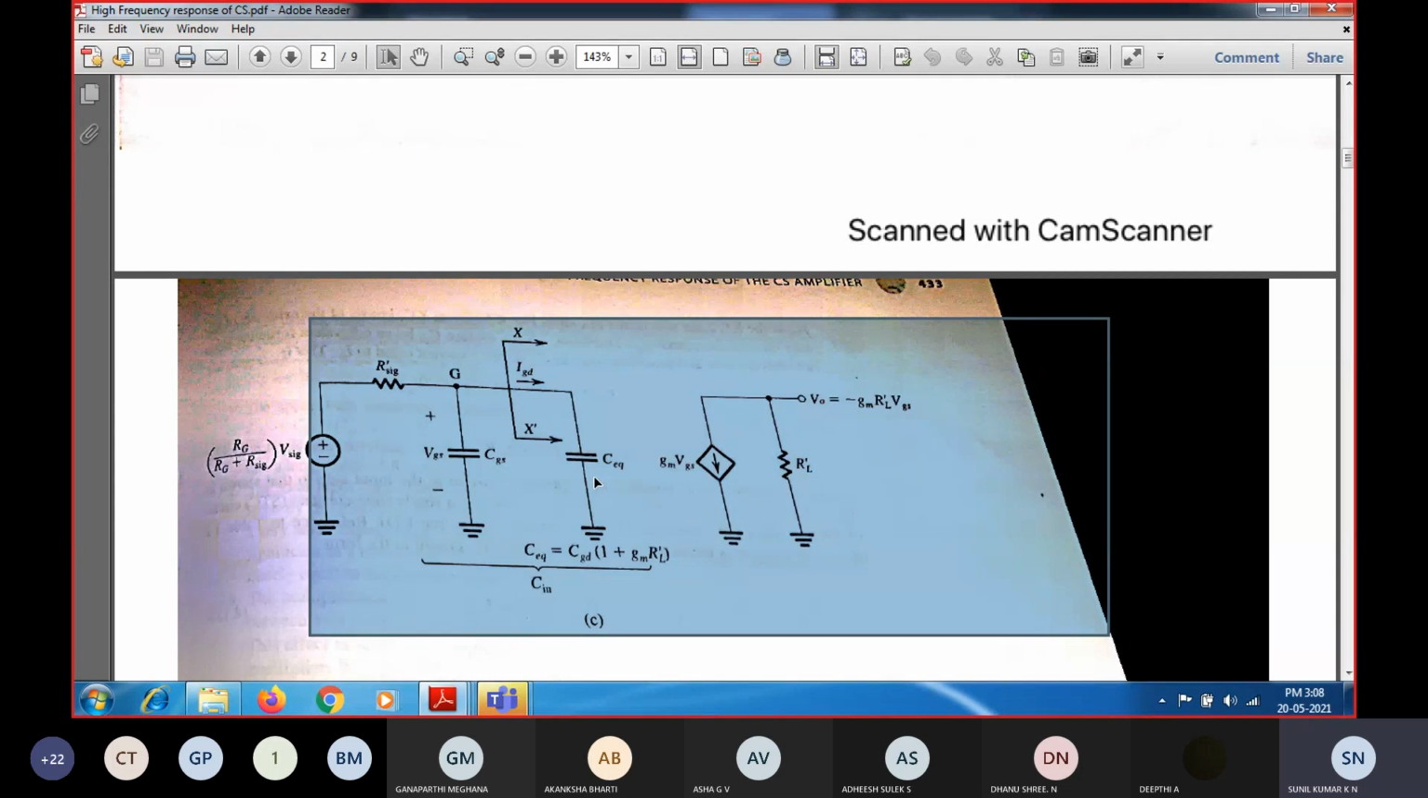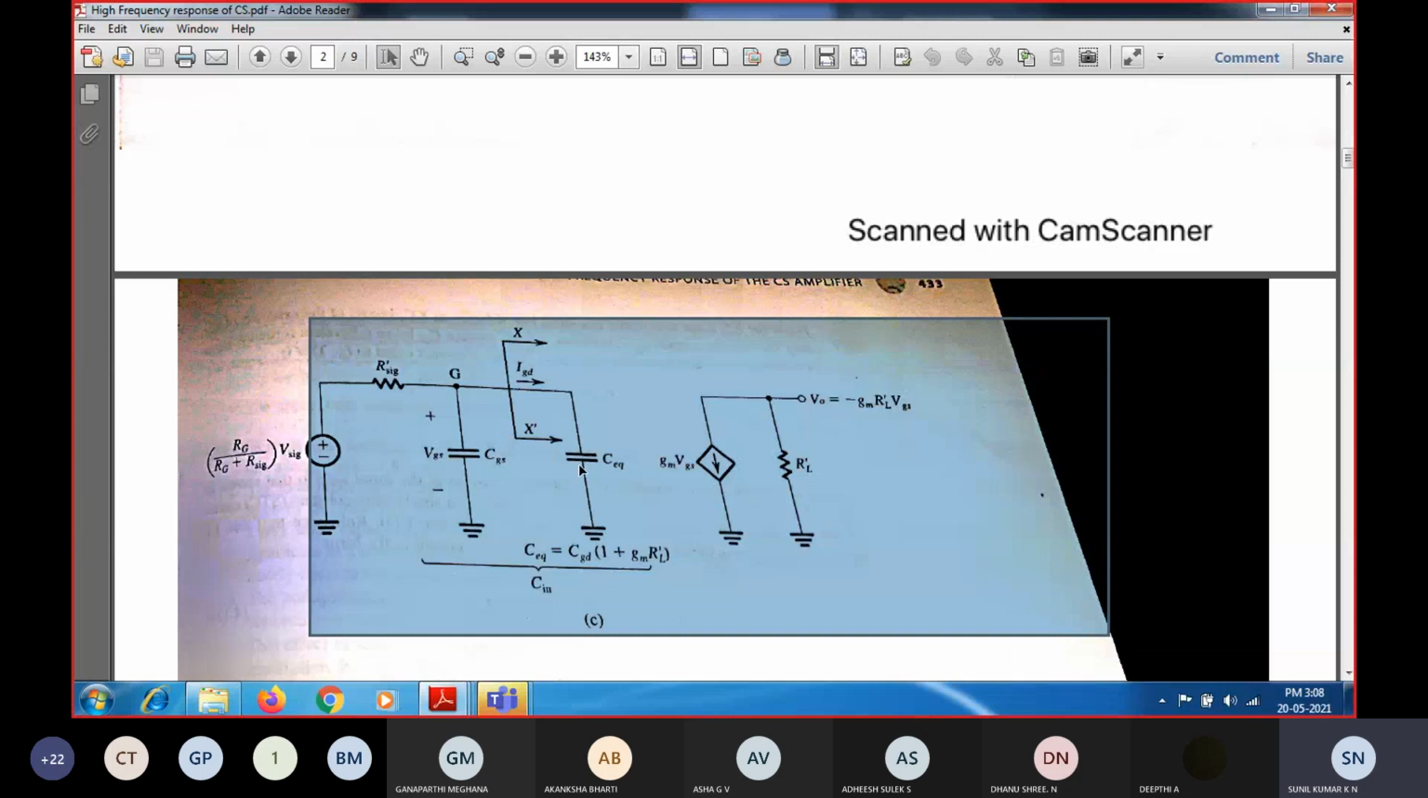So for that I am going to rename the CGD as C equivalent. It is going to connect between the gate and ground. The only thing is that CGD can be written in terms of C equivalent, which is going to draw the same equivalent current, that is IGD. So the IGD value must be found. V naught is nothing but minus GM into RL dash into VGS.